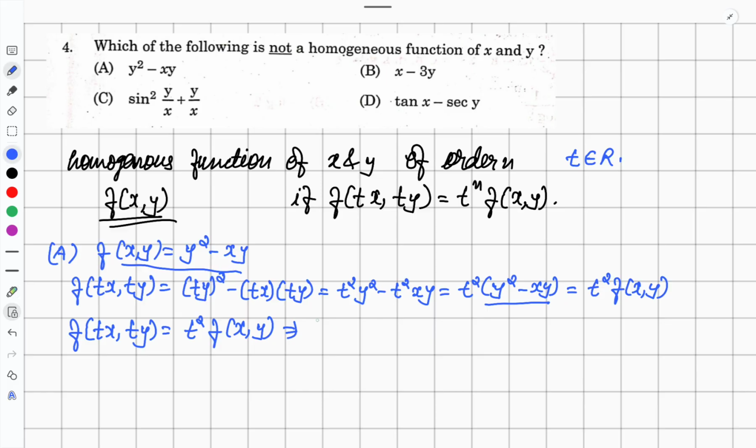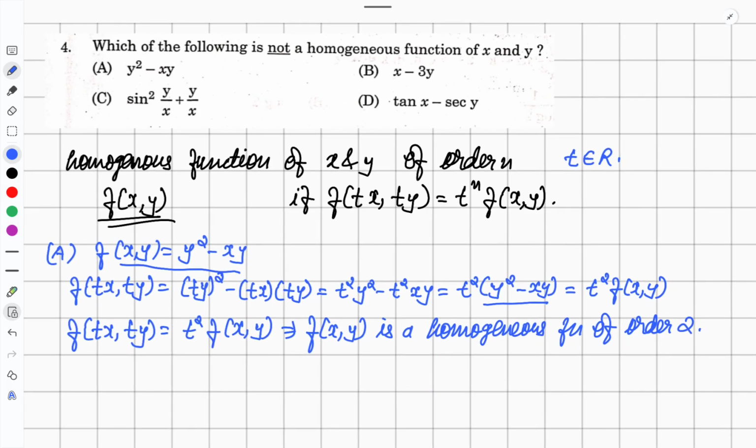So how do we write this? We say that f(x, y) is a homogeneous function of order 2. Right? So A is not the option because we are asked which of these is not a homogeneous function of x and y. So A is definitely not our option. Let's go to B.